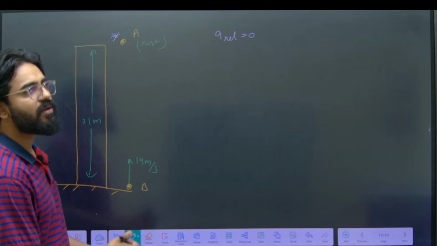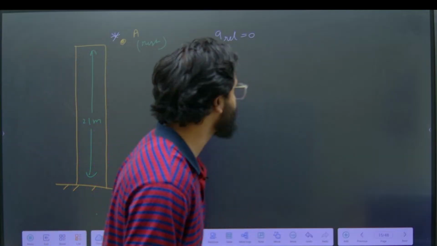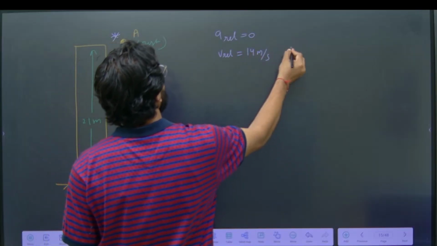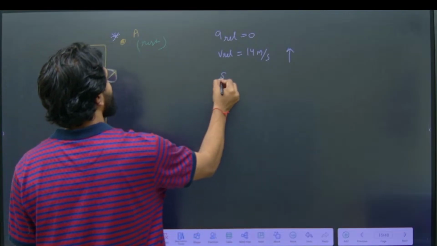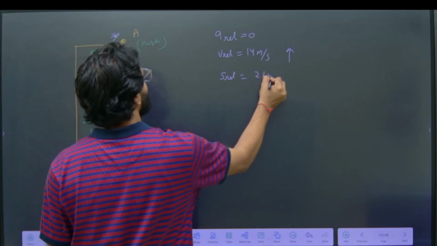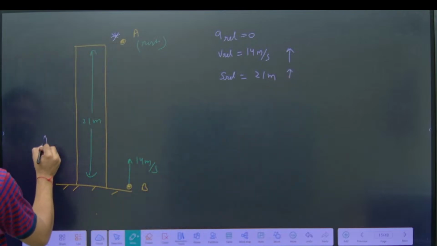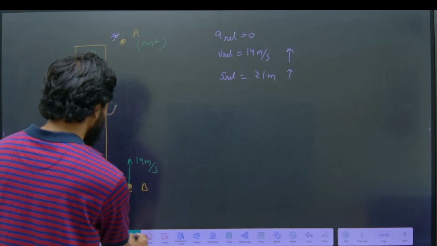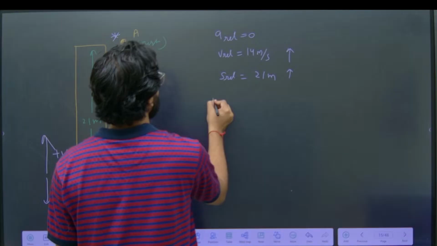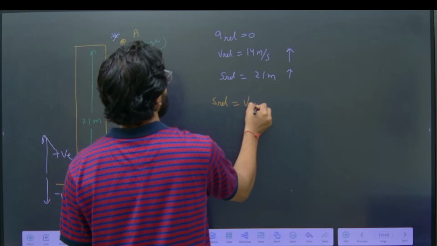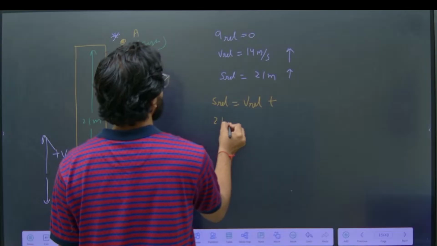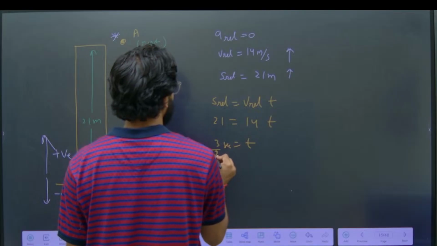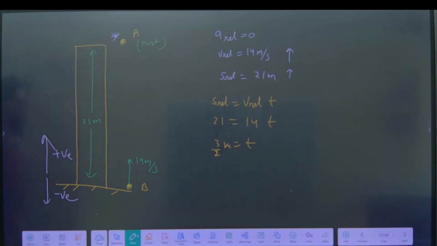So the motion in the relative frame will be just uniform motion. So V relative is 14 meter per second in the upward direction. What is S relative? It is 21 meter in the upward direction. We can assume this direction is positive and this direction is negative. So S relative equals V relative into T, 21 equals 14 into T. So T is coming out as 3 by 2 seconds.